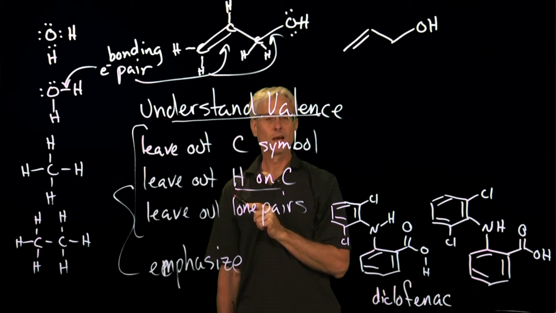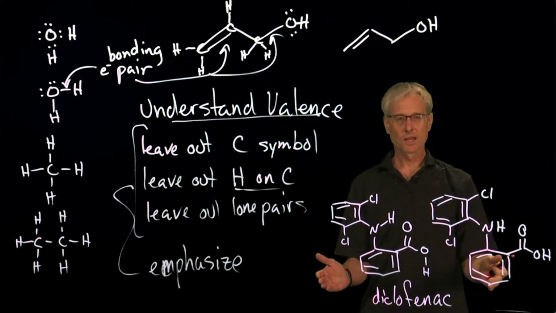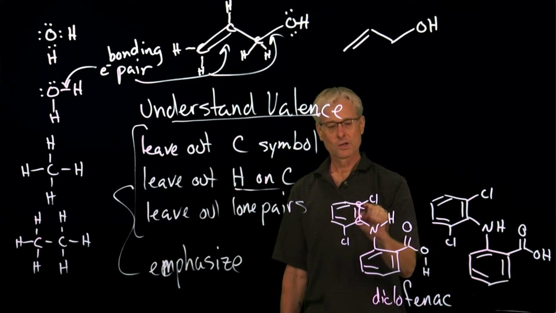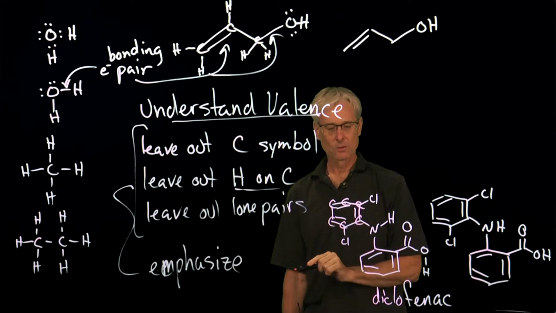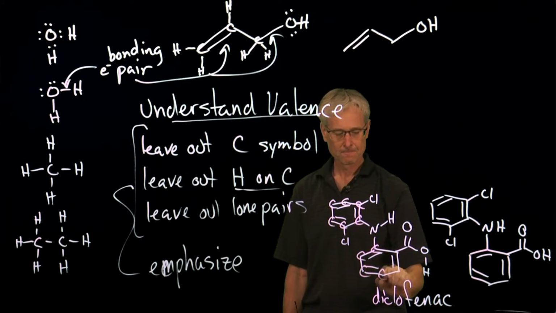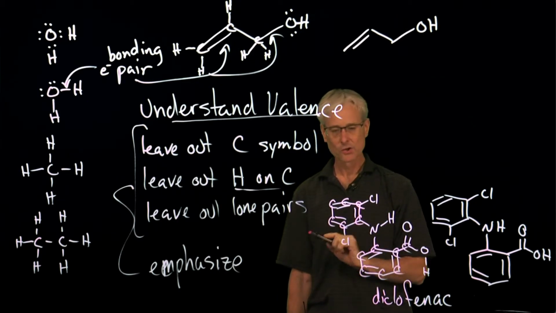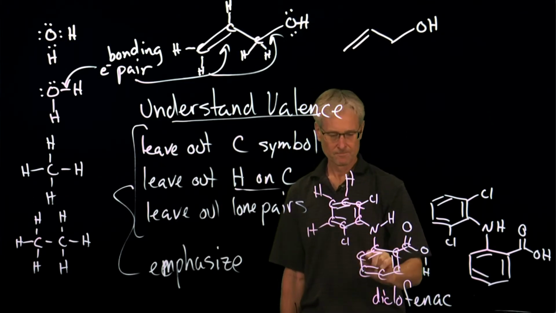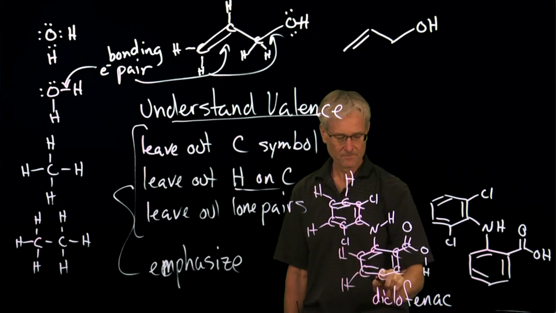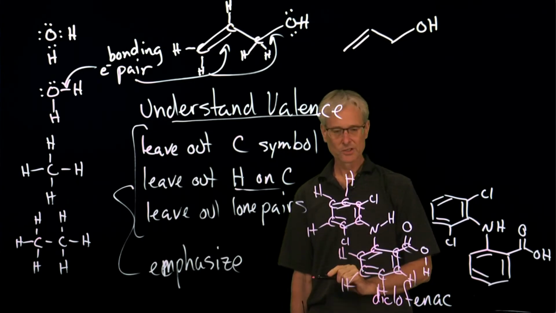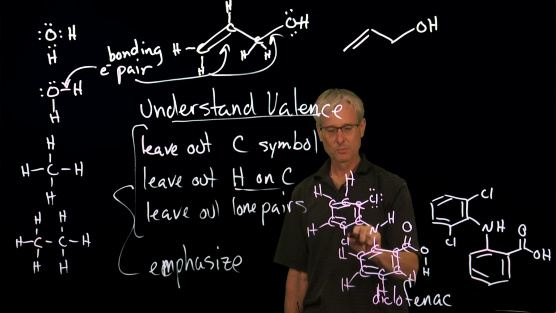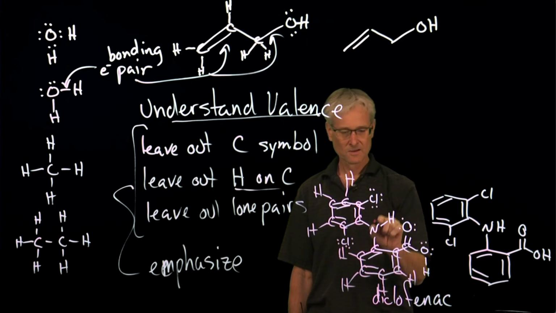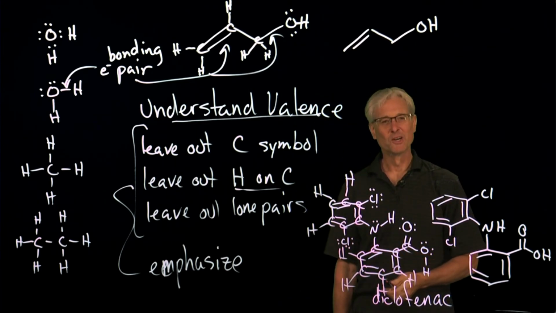And by doing that, I can have structures like this where I can leave out some information. So I could go back and draw all of the carbons in. I could go back and draw all of the hydrogens in. I could go back and draw all of the lone pairs in. But nobody wants to do that.